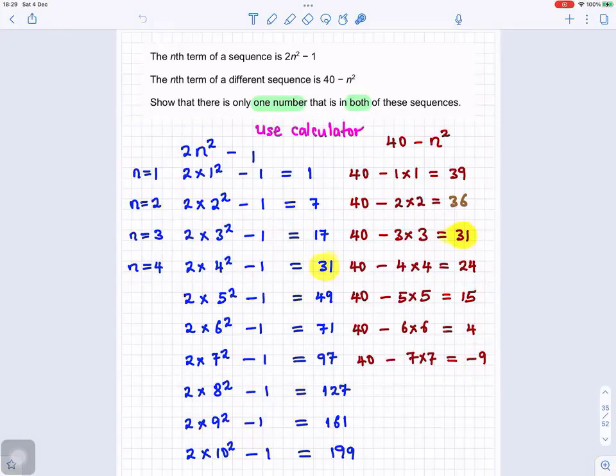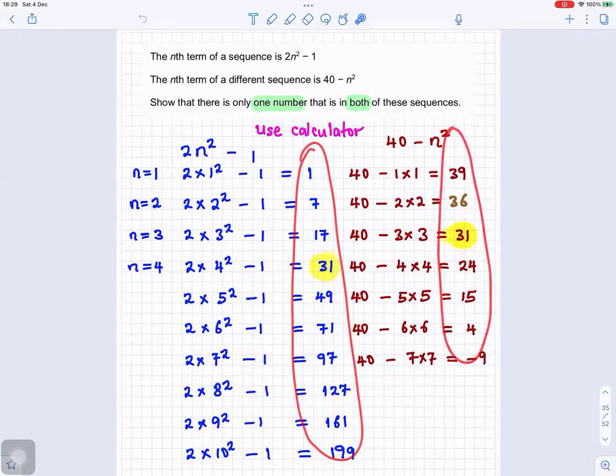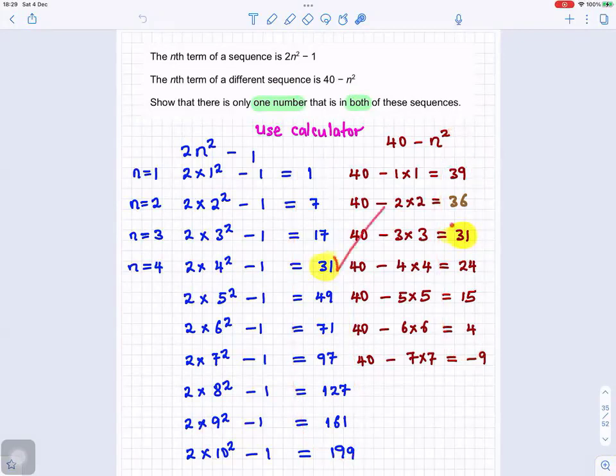Now it wants to show that there's only one number found in both lists. Look at this first list and look at this next list. What number is found in both of them? Yes, you guessed it right, 31.